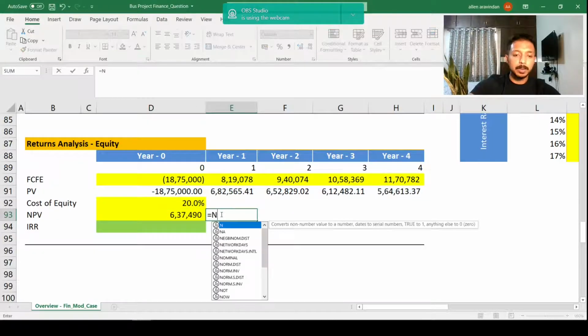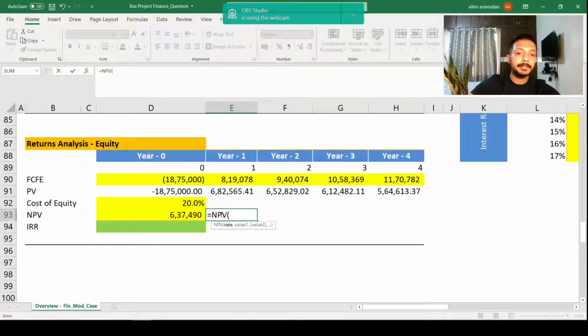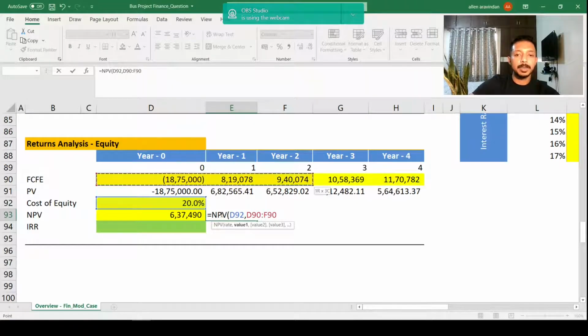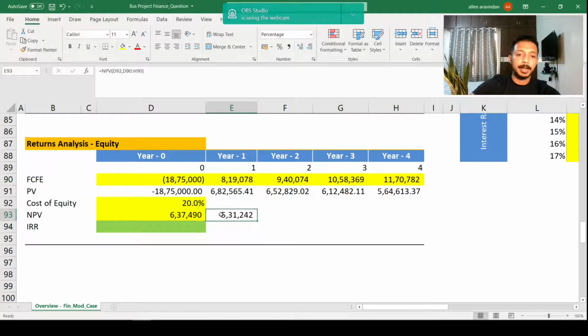You also have the function of NPV, right? You could use the rate, but generally there's confusion for people about where to select the value from. Should I take it from year 0 or should I take it from year 1, right? So I'll tell you the mistake. If you take it from year 0, your value will not match. If you see out here, there's a slight difference of about 1 lakh rupees, right?